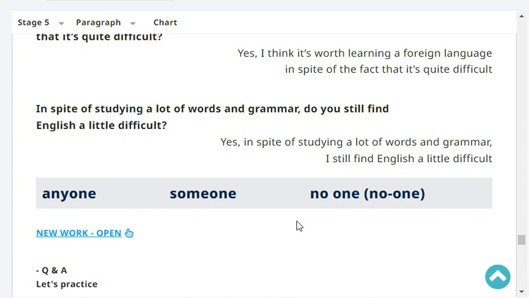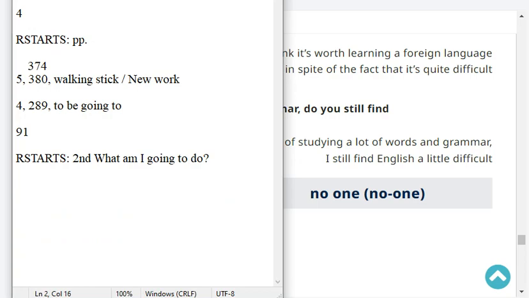In spite of studying a lot of words and grammar, do you still find English a little difficult? Yes. In spite of studying a lot of words and grammar, I still find English a little difficult. Very good.